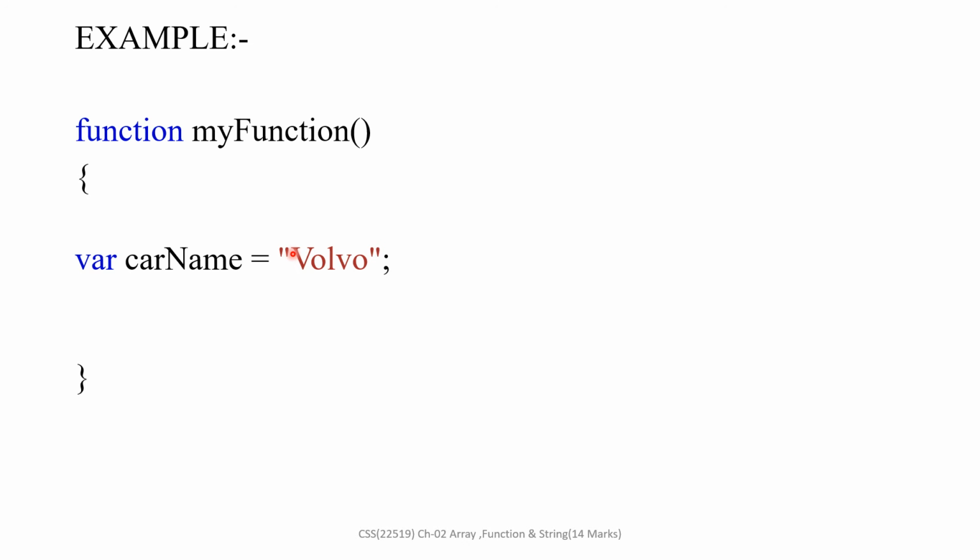Local variables are created when a function starts and deleted when the function is completed. This means this same variable name we can use in another function. This is myFunction, and if we create a function myFunction1, then in that we can use the same variable.